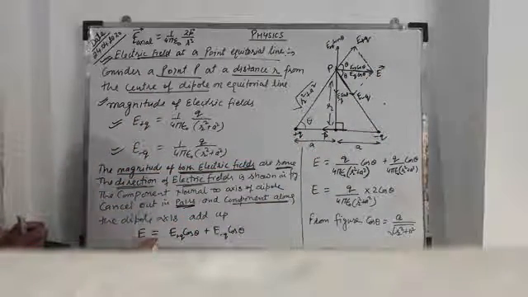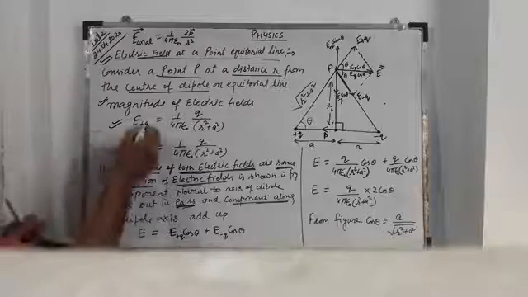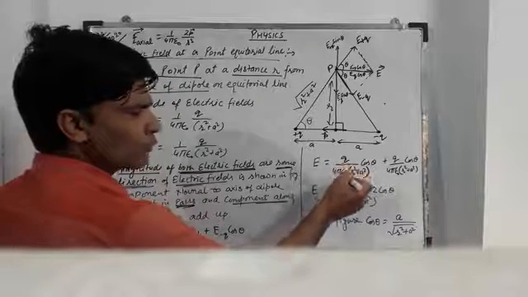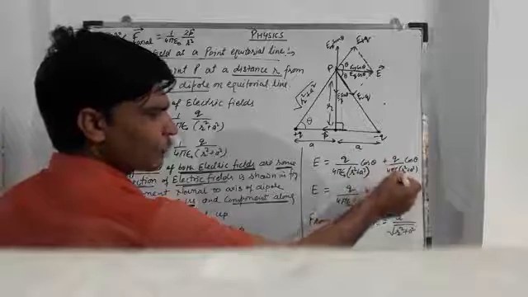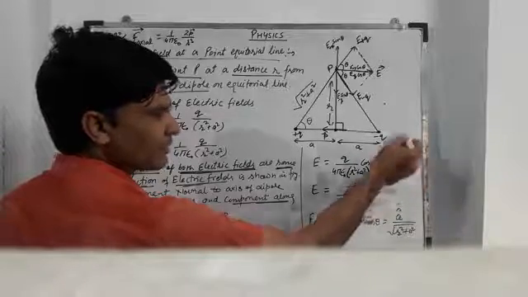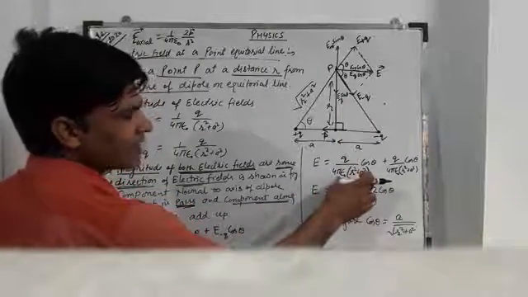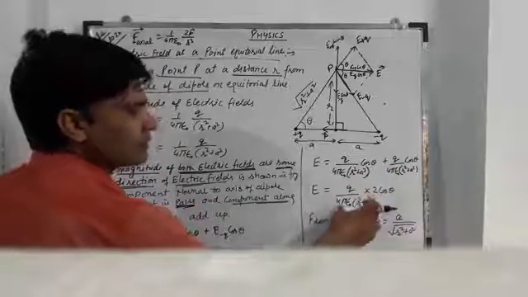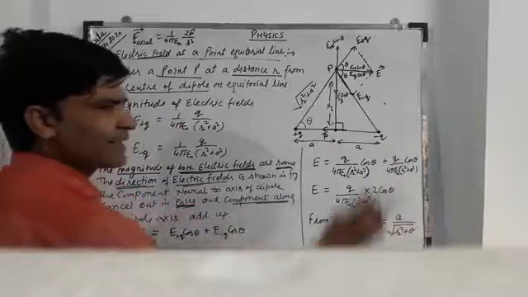That is, E is equal to E plus q cos theta plus E minus q cos theta. Put the values of E plus q and E minus q, then we get E is equal to q upon 4 pi epsilon naught r square plus a square cos theta plus q upon 4 pi epsilon naught r square plus a square cos theta. Then q upon 4 pi epsilon naught r square plus a square is common, so we can take this common. Then only 2 cos theta is remaining.